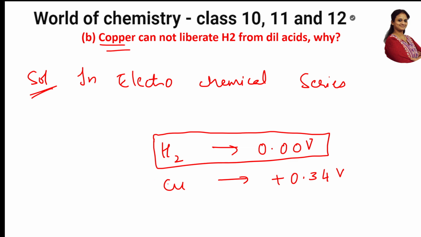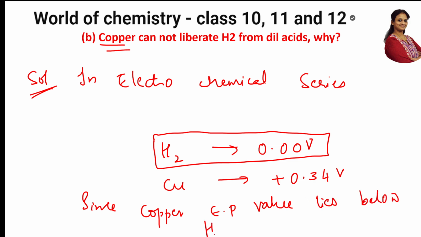Now, copper is lying below hydrogen. Can it liberate hydrogen from acids? You'll write: since copper's electrode potential value lies below hydrogen in the electrochemical series, it cannot liberate hydrogen from acids. So it doesn't have the capacity to displace it.